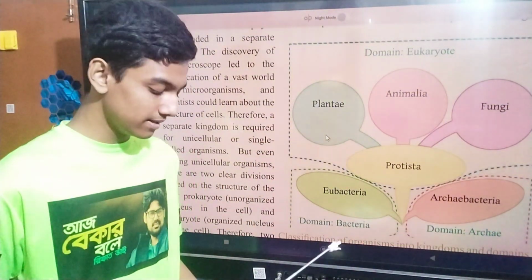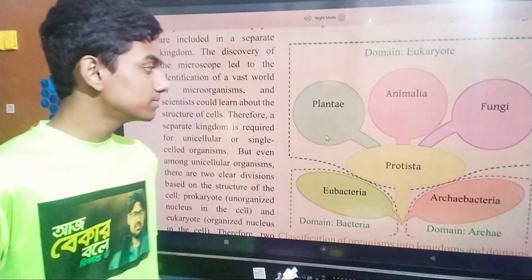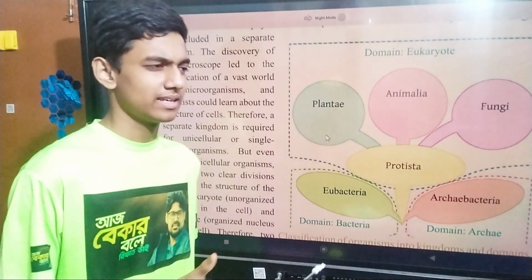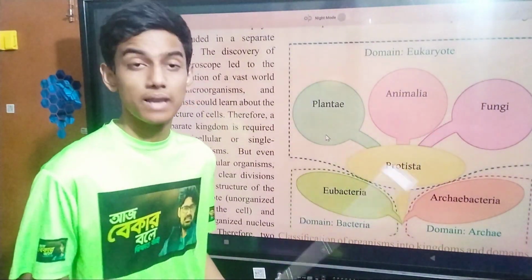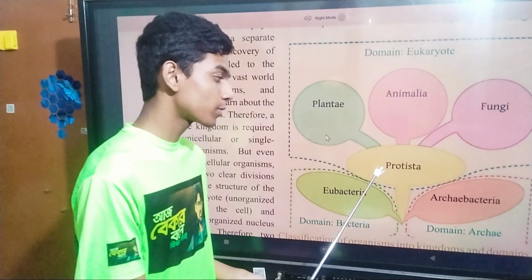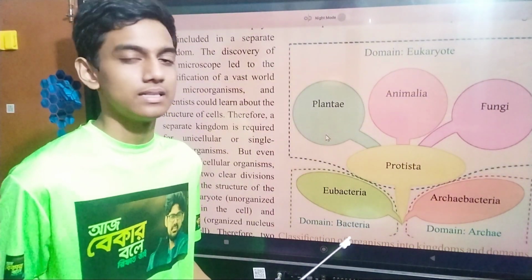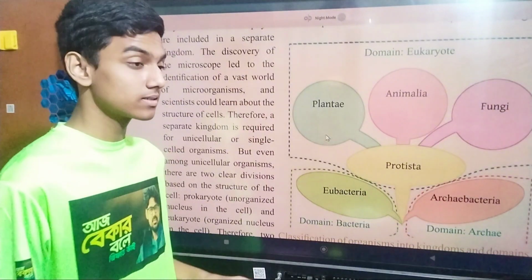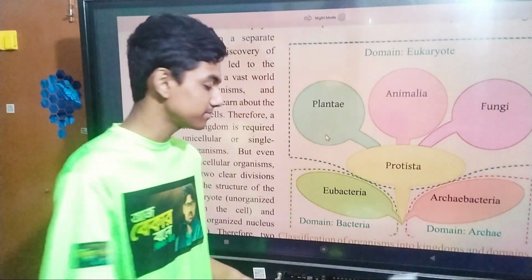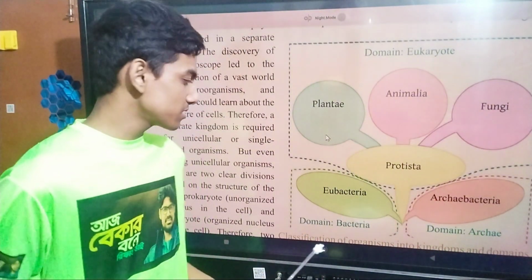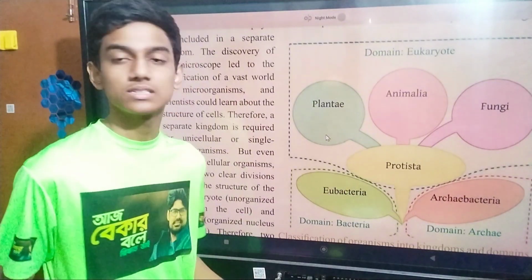So, as I said, scientists invented different kinds of kingdoms. First of all, they invented 5 kingdoms, which are animal, plant, fungi, protista, and monera. But after some time, they discovered that monera had two parts, which are eubacteria and archaeobacteria. What is the difference between eubacteria and archaeobacteria? They can keep that one kingdom, which is monera.